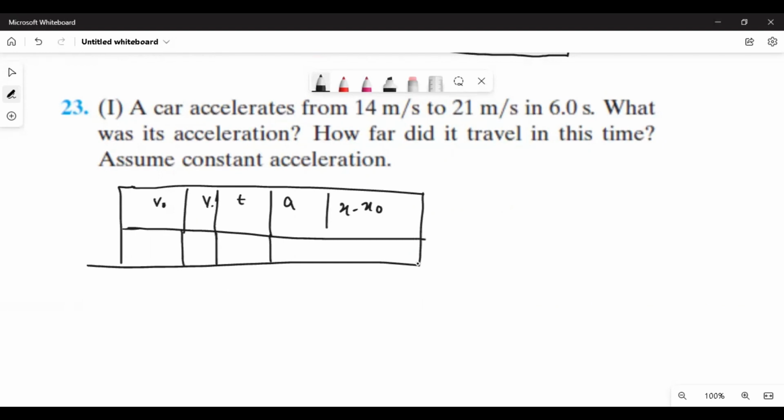The first thing is accelerated from 14 to 21. So what is 14 meters per second? It's V naught. And what is 21? The end, so V is 21 meters per second. The time is 6 seconds. And you have to find the acceleration. The problem also has a displacement, but we don't need this displacement. So which equation do you remember that has these four variables and not x minus x naught?